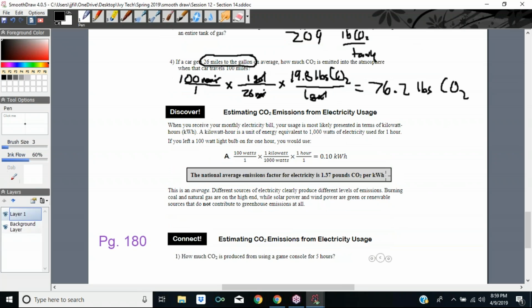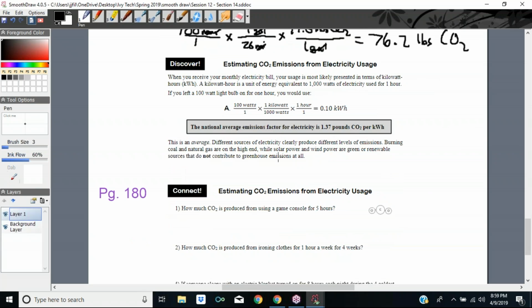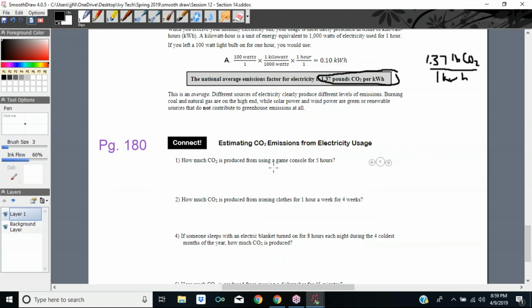And then the electricity is the same idea, but we have to make one extra conversion when we're doing electricity conversions to pounds of CO2. So now the conversion is 1.37 pounds per kilowatt hour. So we have 1.37 pounds of CO2 for 1 kilowatt hour. The difficulty here is we don't always know the kilowatts. A lot of times we know the watts. And a watt is just 1/1000th of a kilowatt.